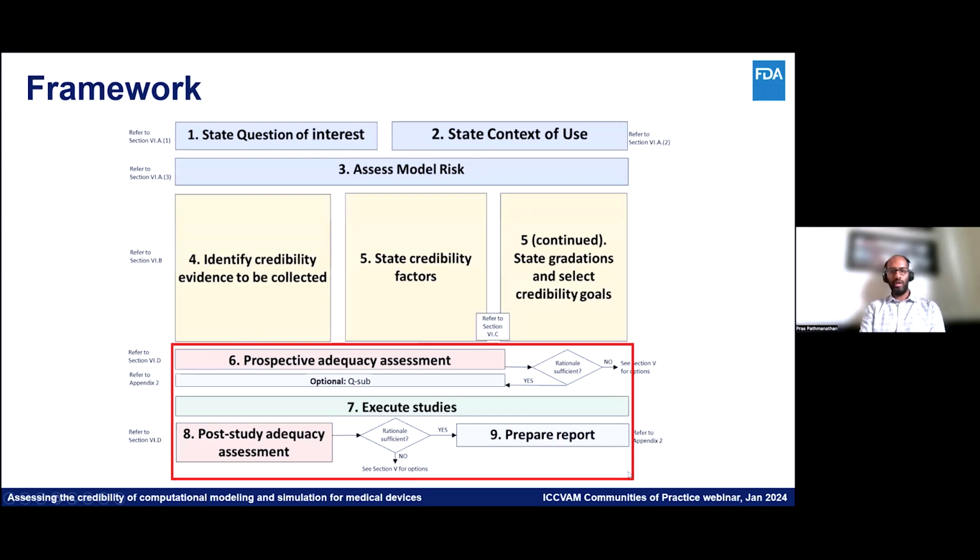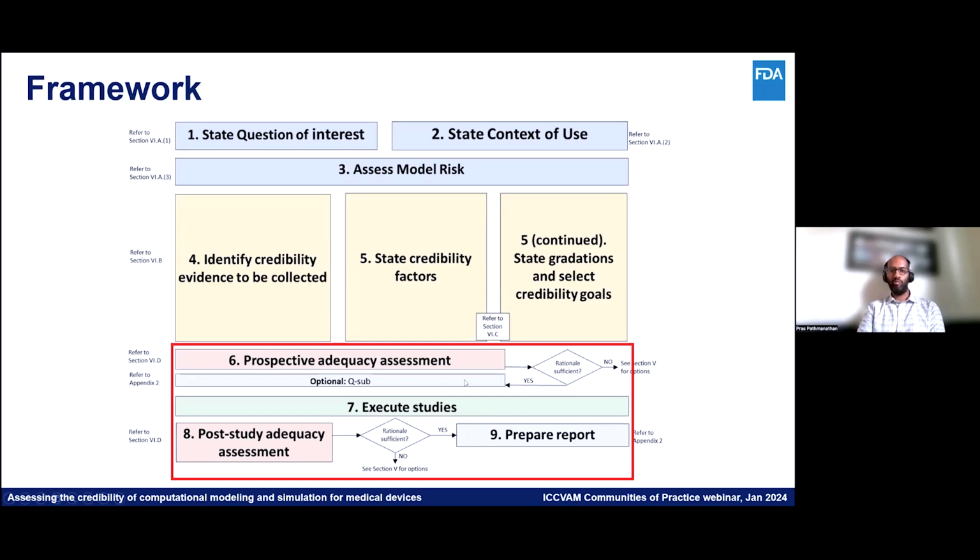Then the final steps of our framework, we recommend that manufacturers do something called adequacy assessment, which at this point is a prospective adequacy assessment. It's basically providing a justification to say that if all of the above plan is accomplished, why that would be sufficient for using the computational model for the planned question of interest and context of use.